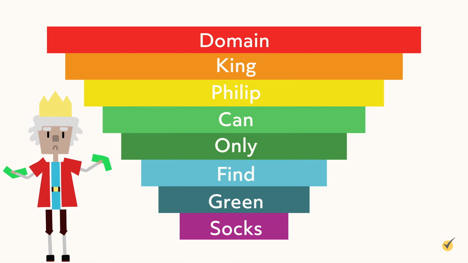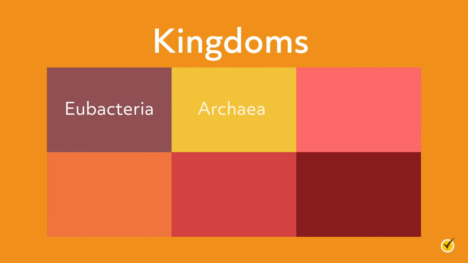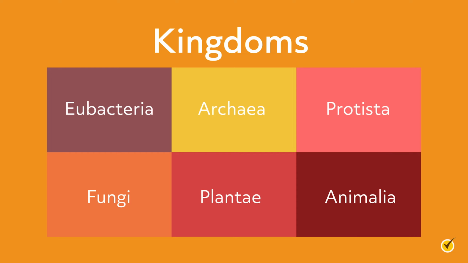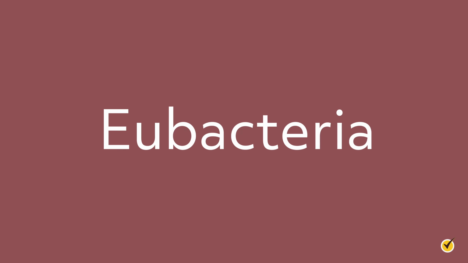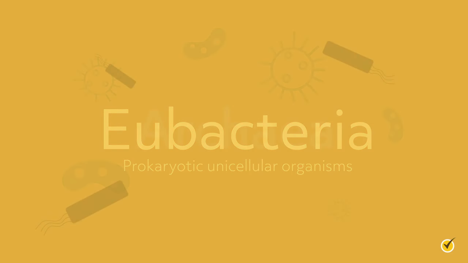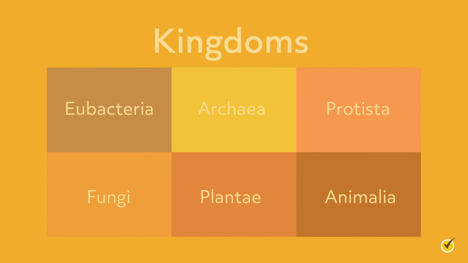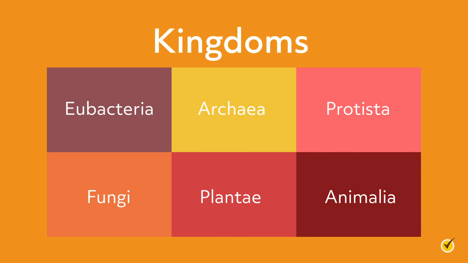After the 3 domains we discussed, there are 6 kingdoms: eubacteria, archaea, protista, fungi, plantae, and animalia. The eubacteria kingdom consists of prokaryotic unicellular organisms, which includes most bacteria. Organisms in the archaea kingdom are also prokaryotes, and many are found in extreme environments like hydrothermal vents or hot springs. An older classification model combines eubacteria and archaea into one kingdom, Monera.